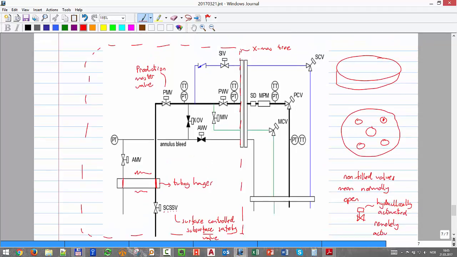Okay, then you have TT, PT. What does that mean? Temperature transducer, pressure transducer. Okay, then let's continue with the main flow. We have PWV. What does that stand for?